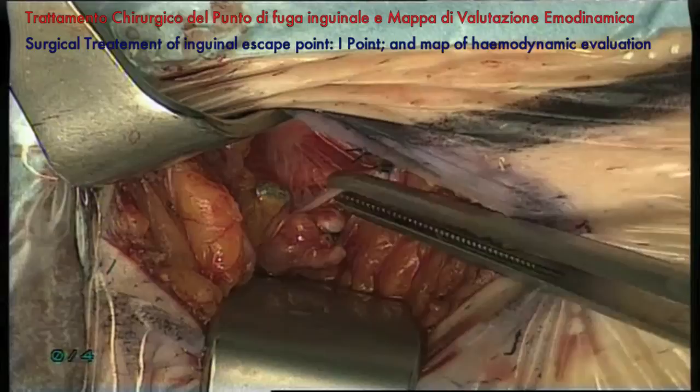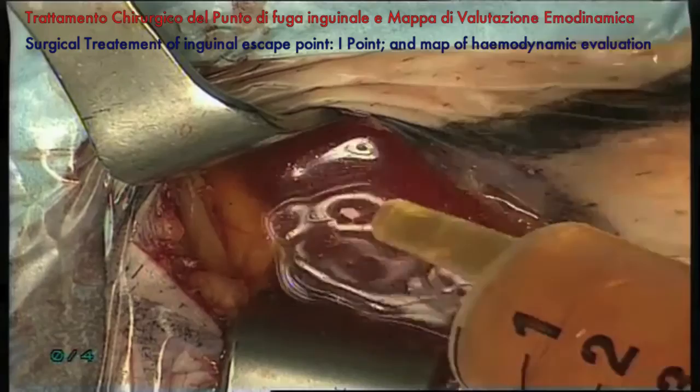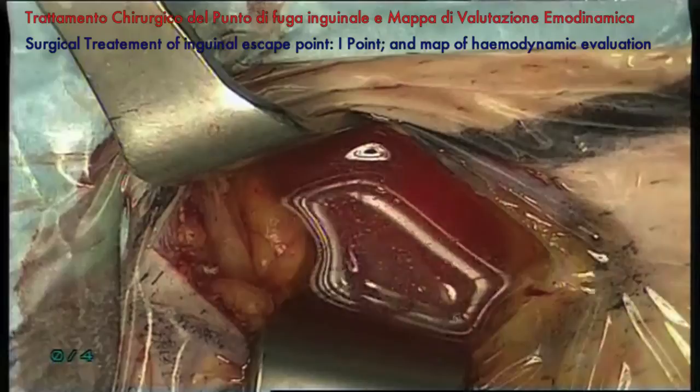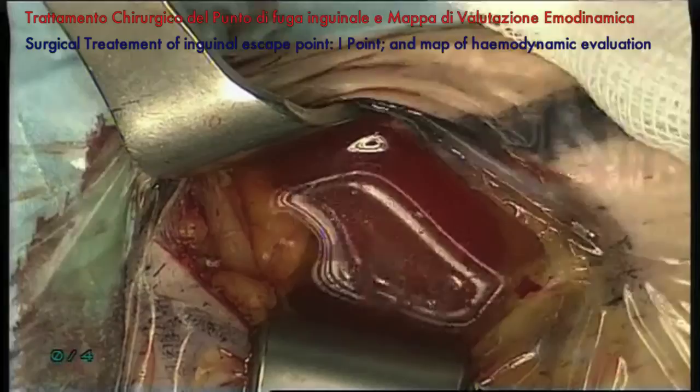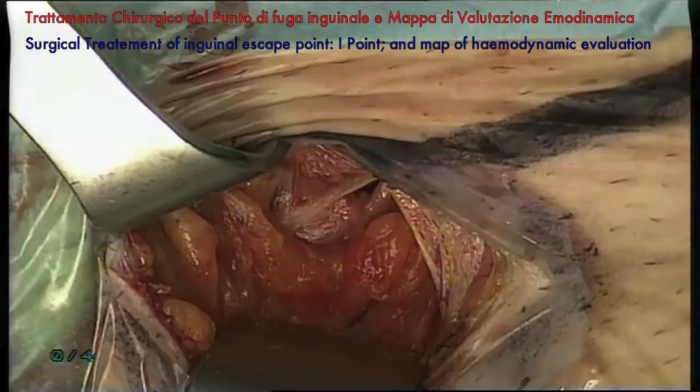Il nervo lo potete vedere qui conservato. You can see the preserved nerve here. Lavaggio con soluzione antibiotica. And this is a rinsing with a solution containing antibiotics. Rifampicina. Controlliamo l'emostasi. We're going to check hemostasis now. Ok.